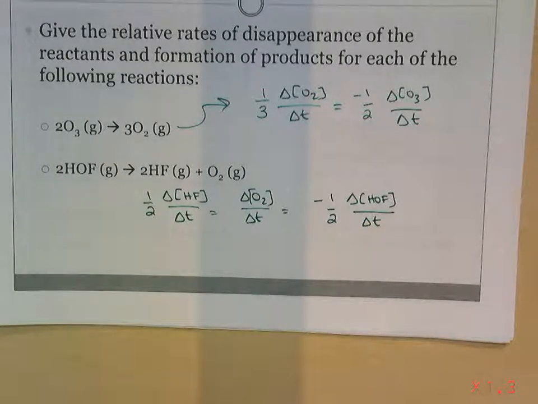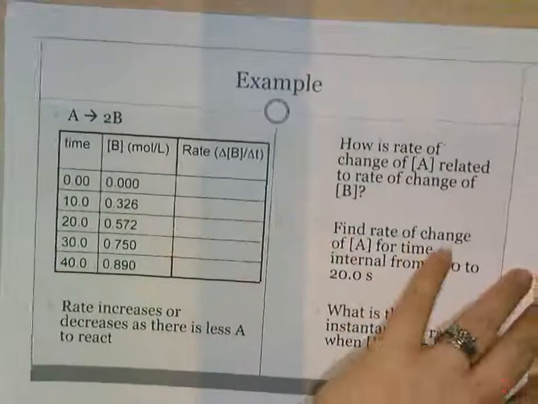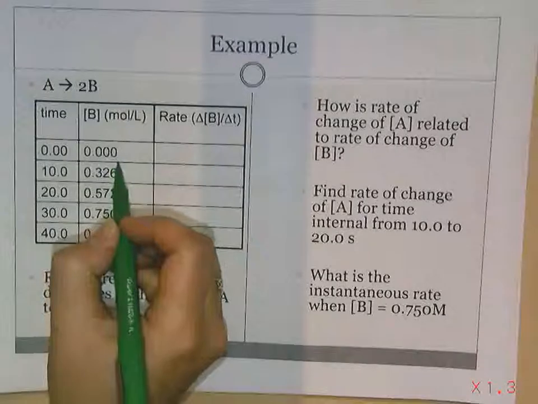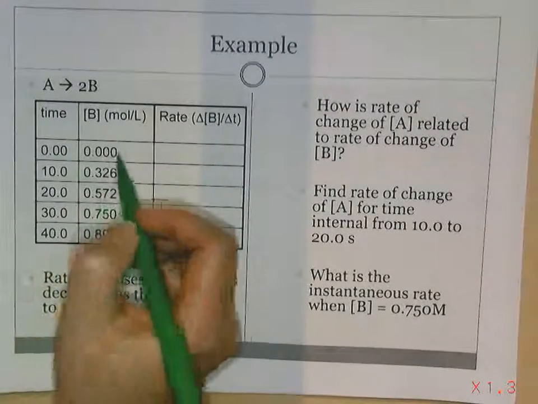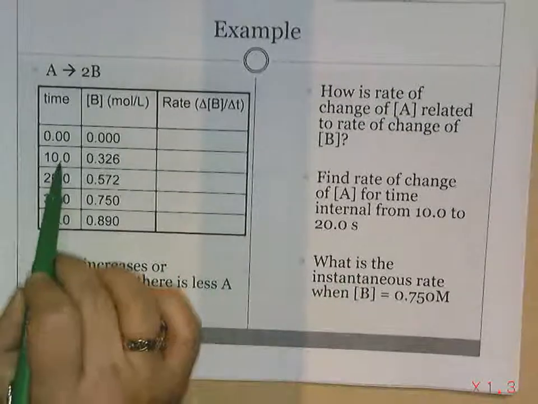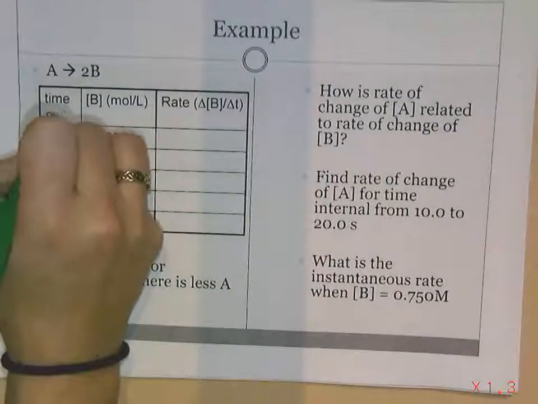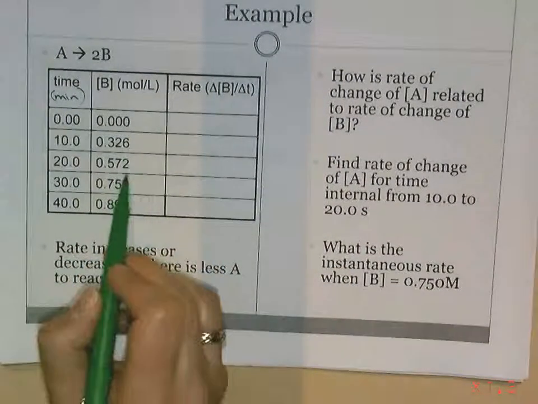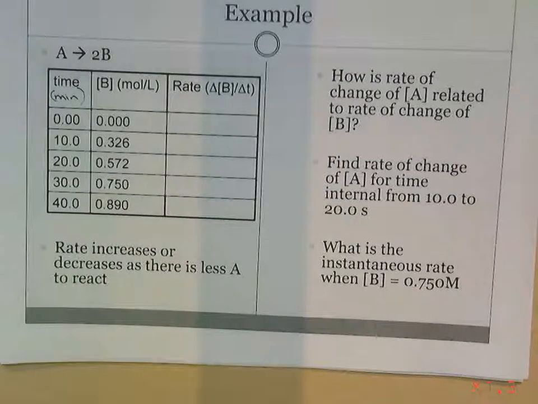But why don't we put some numbers to it, and maybe that'll help solidify the thought process. So here is my table of data that I collected, where I watched the appearance of molecule B over time. And at time 0, there's no B, right? Because it's the start of the reaction. There's nothing going on. After 10 minutes, I guess, yeah, it must be in minutes. After 10 minutes, we see this much B appear. 20 minutes, 30 minutes, 40 minutes. So far, so good. It's just a table of data.